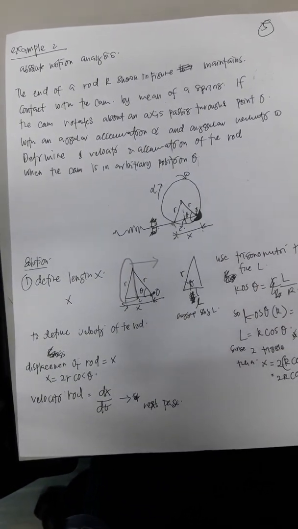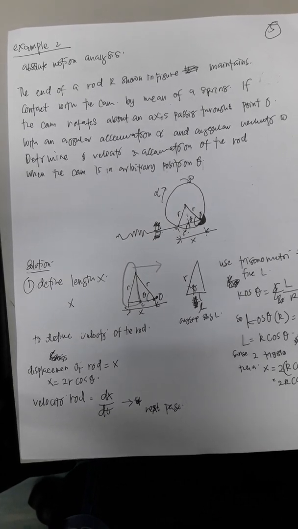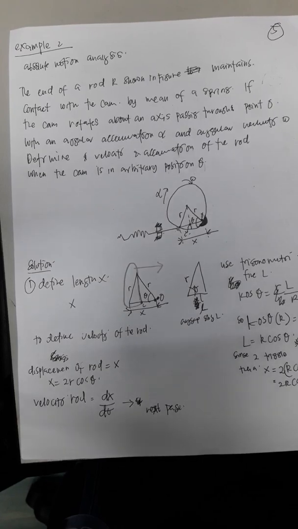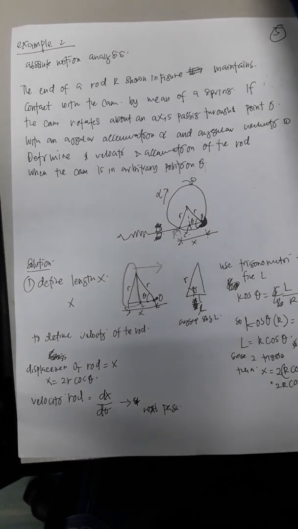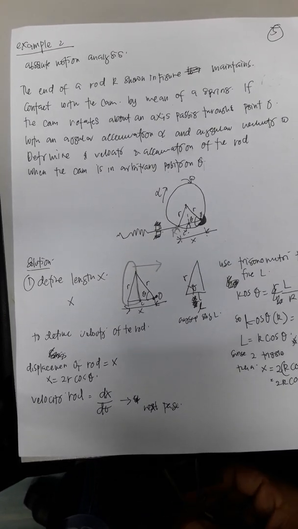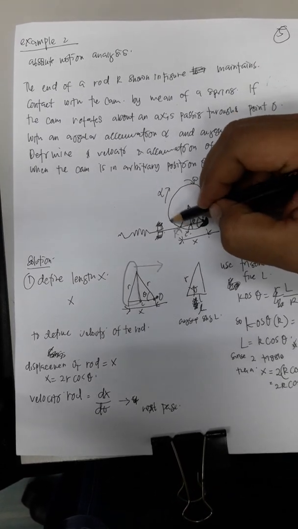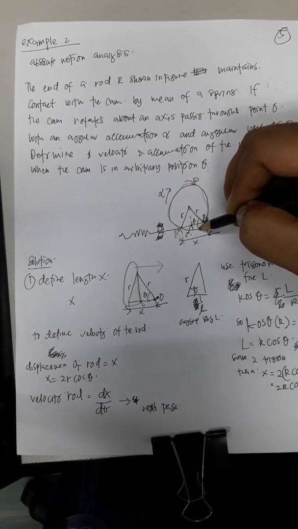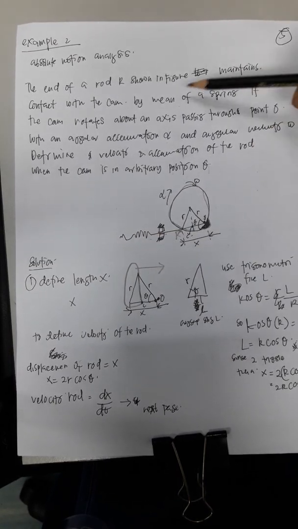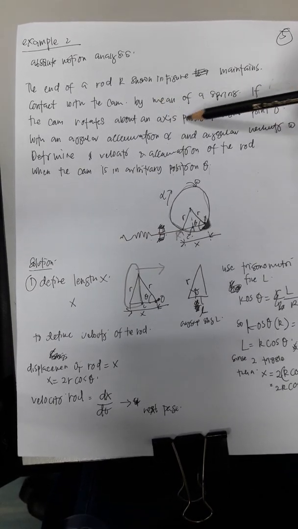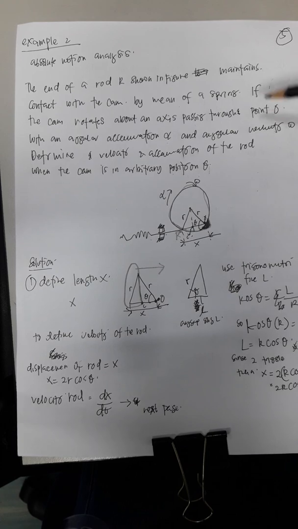So the question from the textbook is: the end of rod R, which is this, shown in this figure, maintains contact with the cam. Okay, this is the cam. The cam is a bit bulging. Okay, by means of a spring, there is a spring here. If the cam rotates about an axis passing through point O. Okay, this is point O.